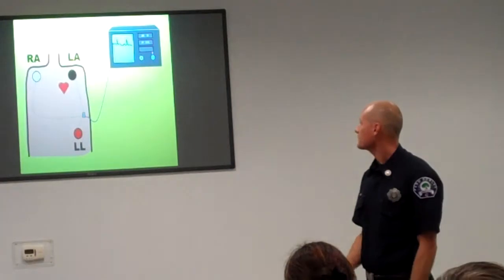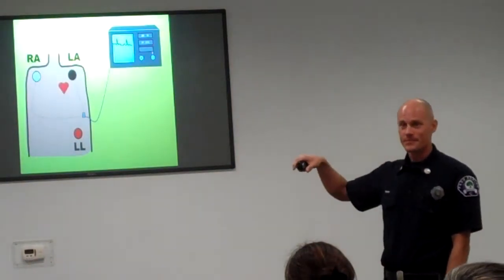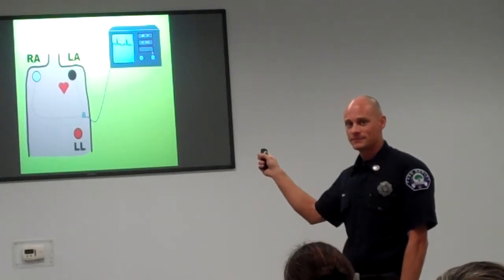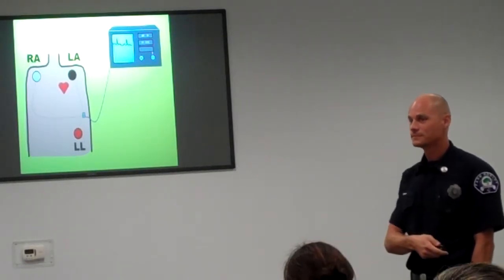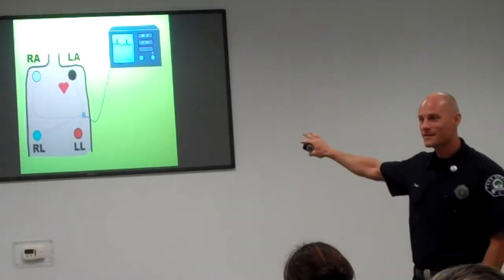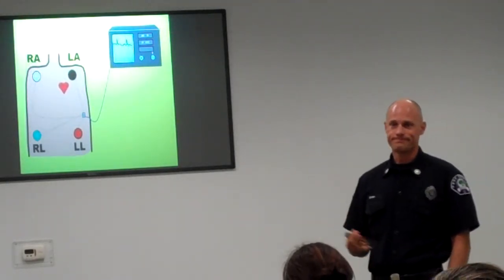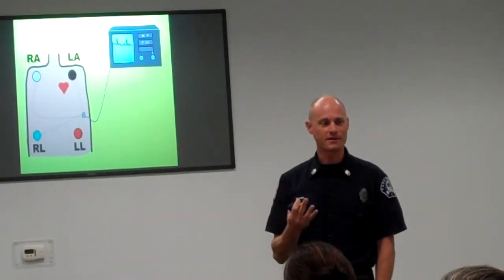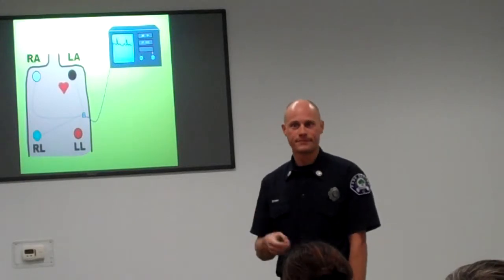Standard 3 lead setup. White over right, smoke over fire. What are we missing on this? Yep, missing that. Why does that even exist? Why does it matter to have that 4th lead? If we're only reading between 2 points, between a negative and a positive, why does it matter that we have 3 or 4?